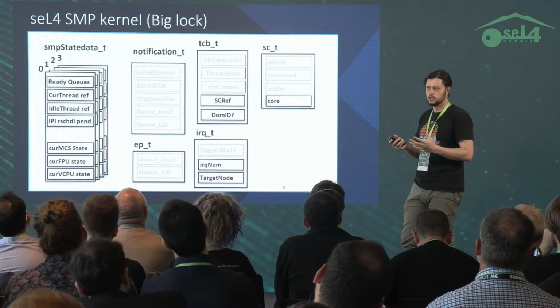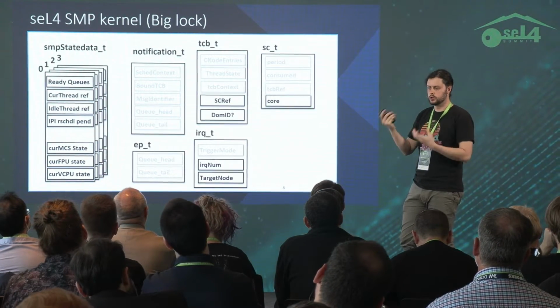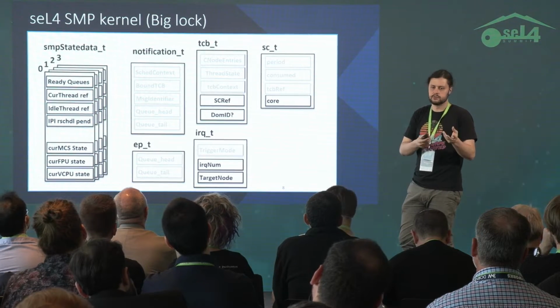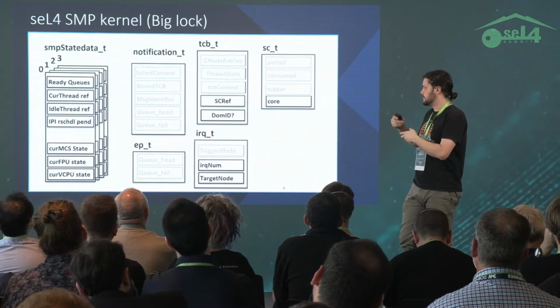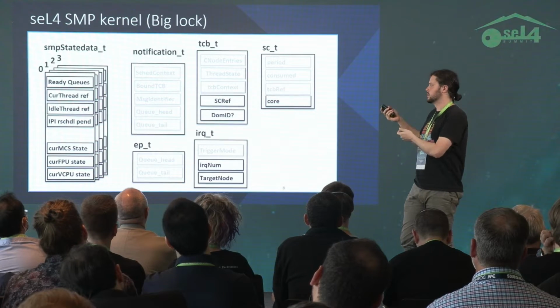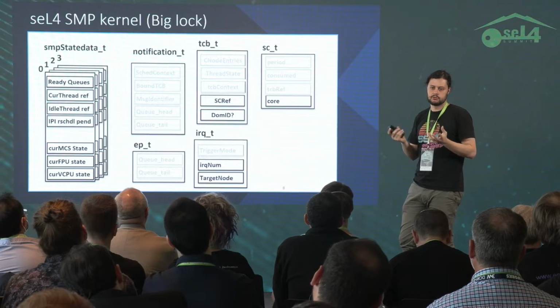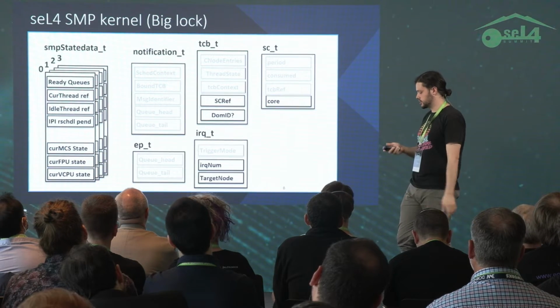So you still create threads as if you're using a unicore system, but you can move those threads onto different cores, or you can start them on different cores. Or if you're on an MCS system with passive threads where scheduling contexts can migrate across threads, you get thread migration, because a thread can migrate between different cores based on the scheduling context.